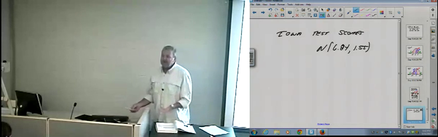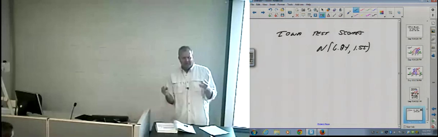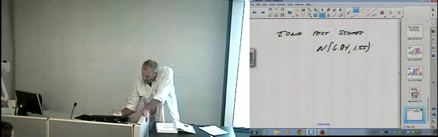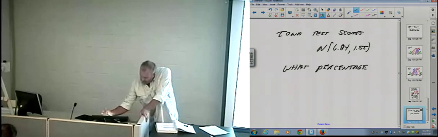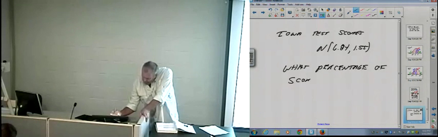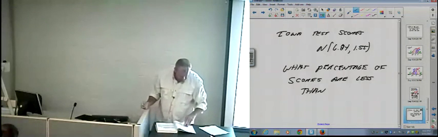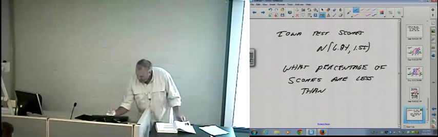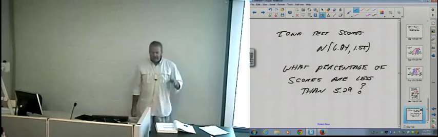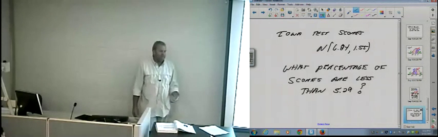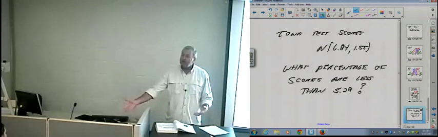Now, what I want to know is, instead of just saying, give me some 2 or 3 standard deviations away, the questions come like this. What percentage of scores are less than 5.29? Okay, so we know the 68, the 95, the 99.7 part of the rules. Here's the way the questions work using that rule.